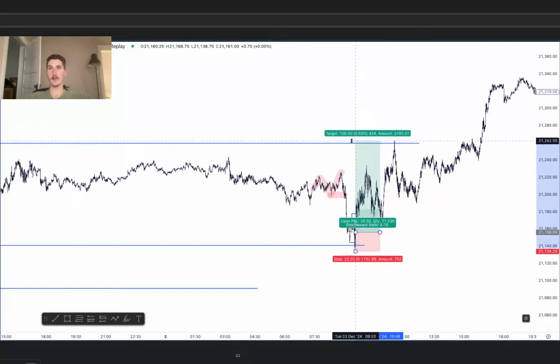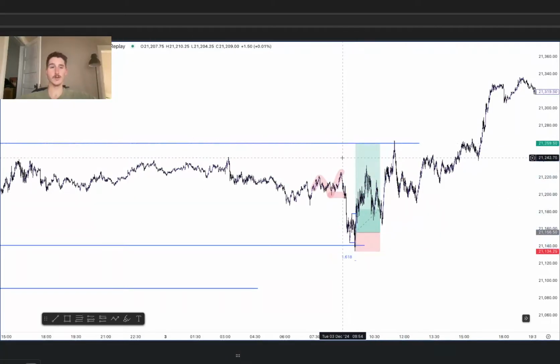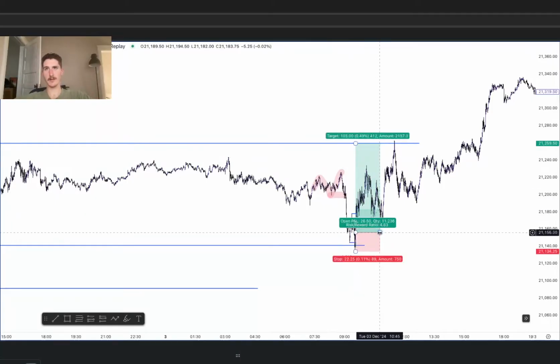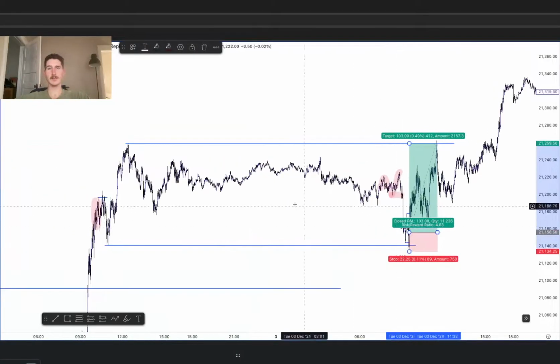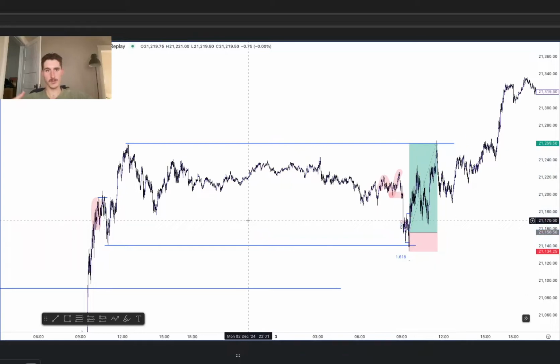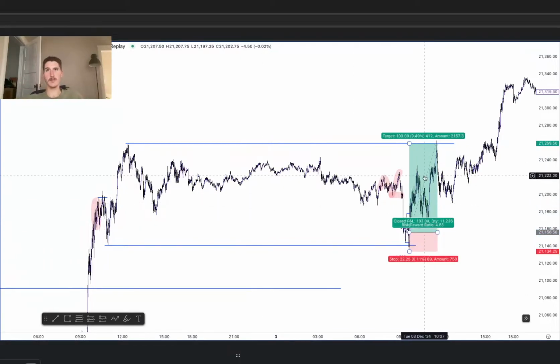But again, ultimately, we're going to be looking if we believe that the trend is going to continue, that's going to influence your take profit. So, you know, in this instance, if I believe that the trend is going to continue bullish, which I did, my ultimate take profit would be the top.